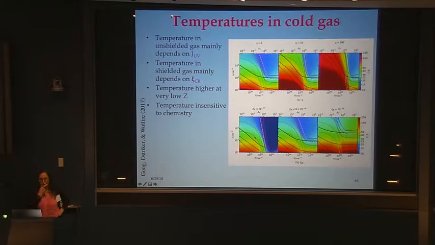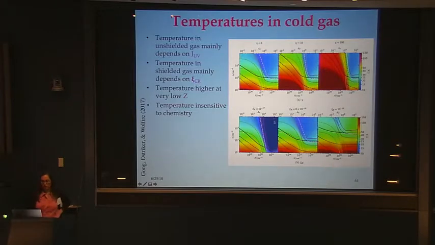Okay, so for unshielded gas, that's over here at AV less than 1, the temperature is mainly determined by the UV intensity. So this is kind of solar neighborhood. This is 10 times, that's 100 times. You can see the temperature is correspondingly higher where there's a stronger UV field.